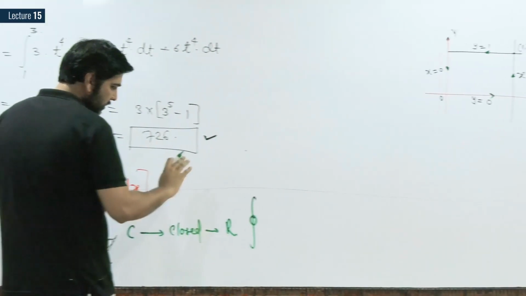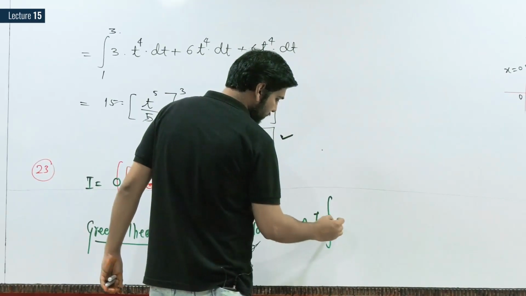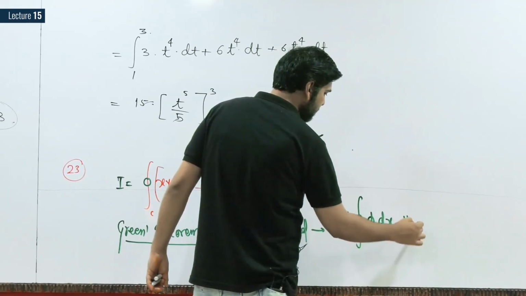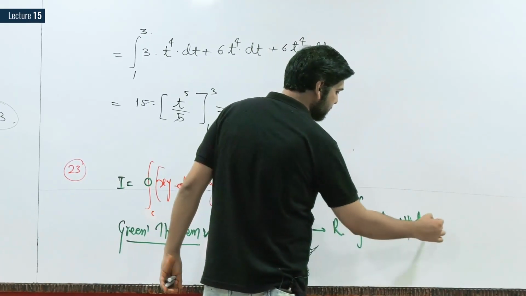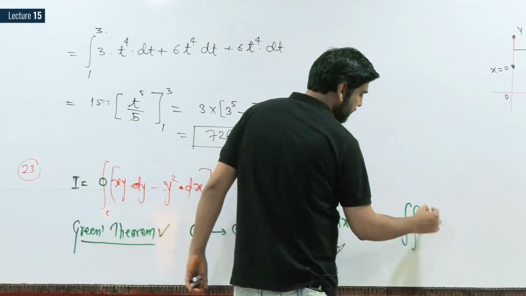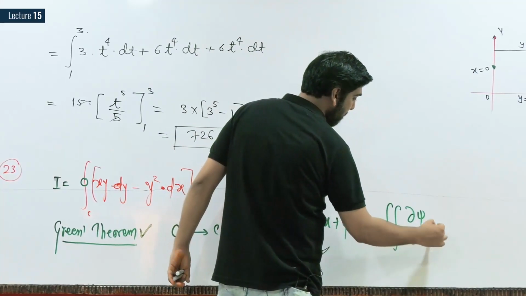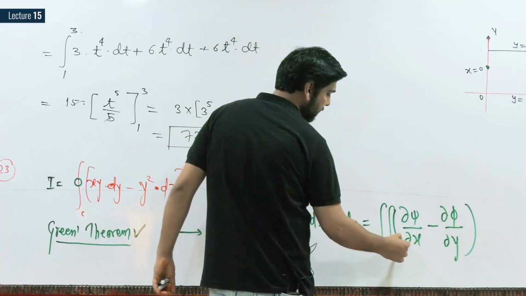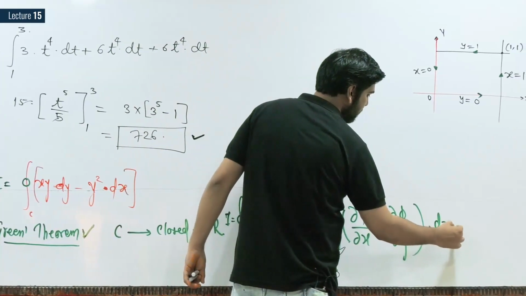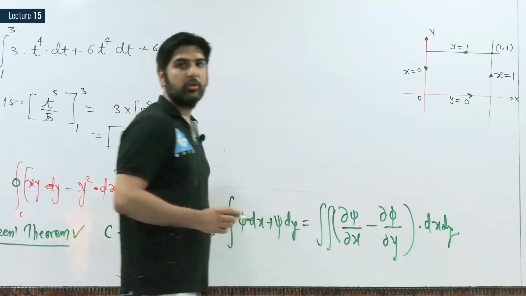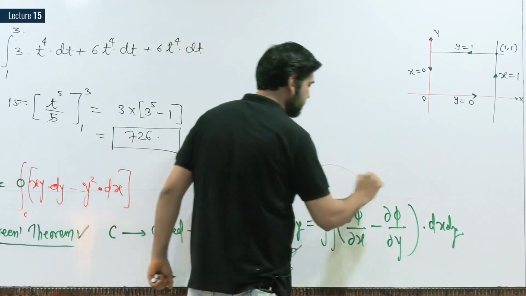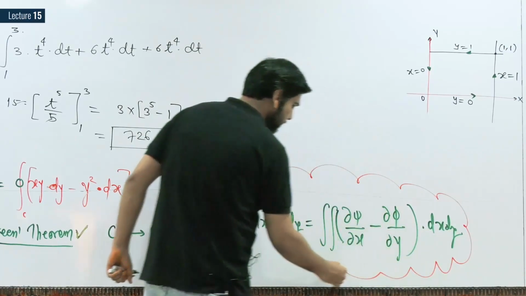Fine. So the closed line integral, this I, is equal to the closed line integral of phi dx plus psi dy, is equal to the double integral of del psi by del x minus del phi by del y. This is nothing but our Green's theorem. It is exactly like the curl theorem, dear students.